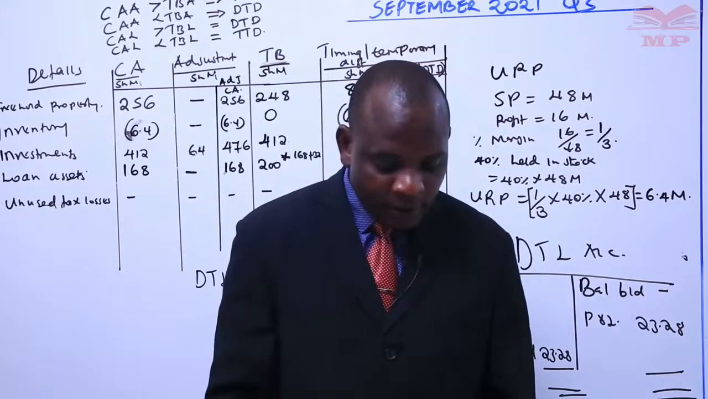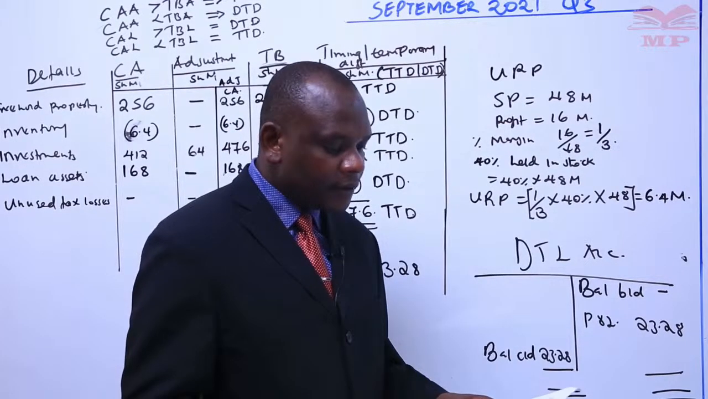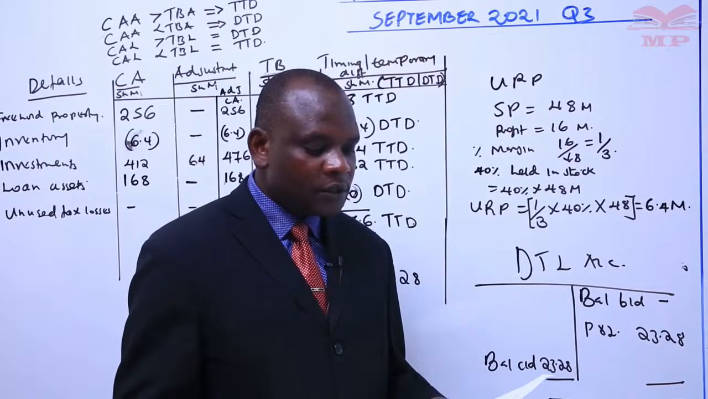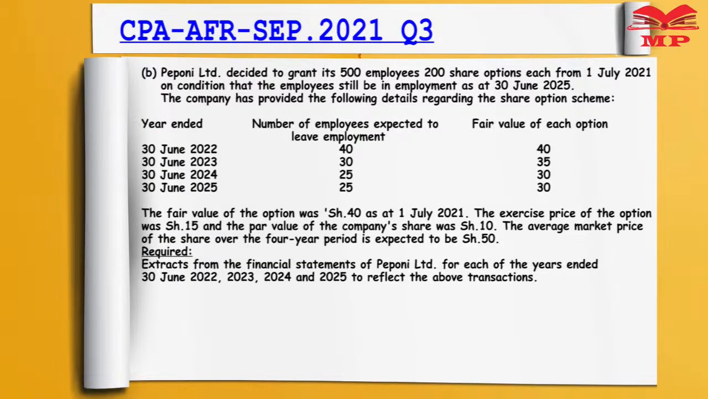Let us proceed to question 3B, which I indicated requires you to demonstrate your understanding of IFRS 2 share-based payments. Let us go through the question together. Peponi Limited decided to grant its 500 employees 200 share options each from 1st July 2021 on the condition that the employees still be in employment as at 30 June 2025.